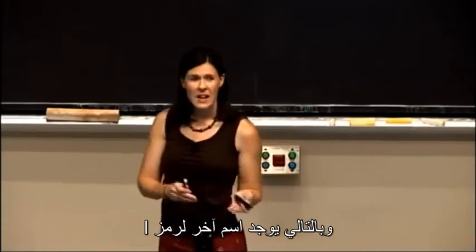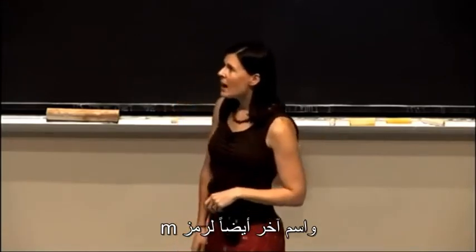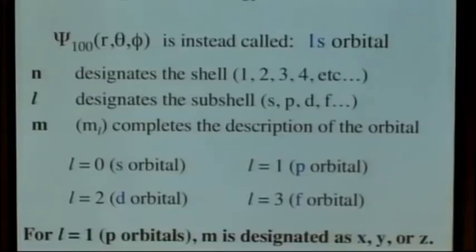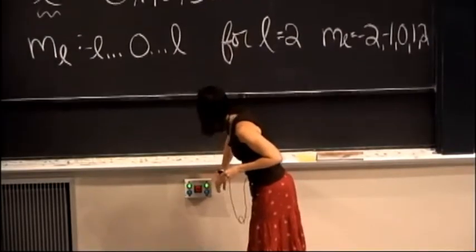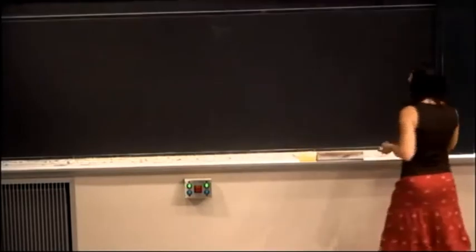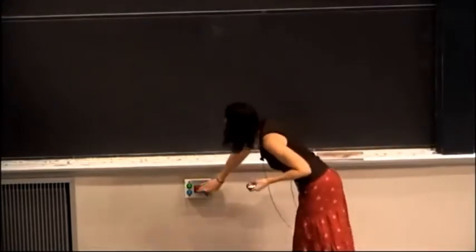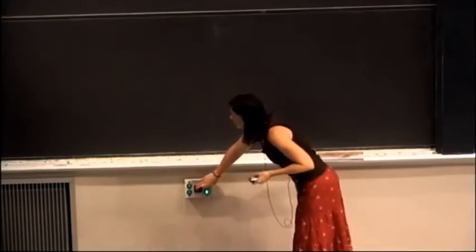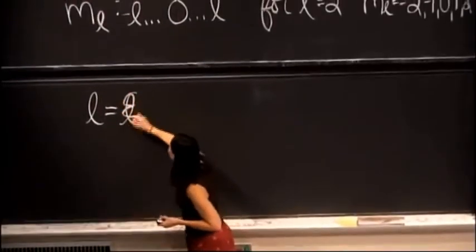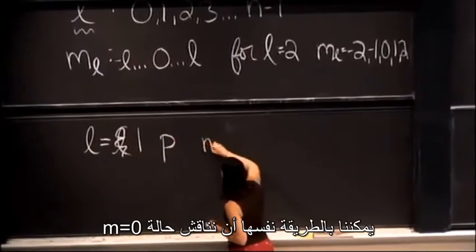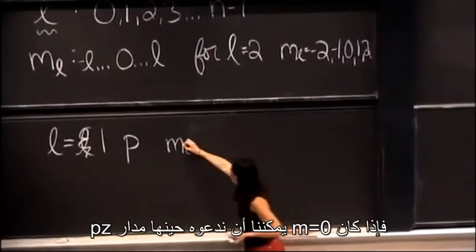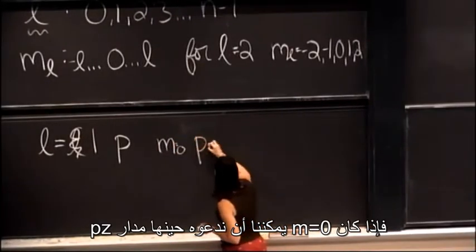In addition to having another name to denote L, we also have another name for the M designation here. So for example, when L is equal to 0, we're going to find that we have to specify what M is as well. All right, so when we have, for example, L equal to 1, what kind of orbital is this? It's a p orbital. And for example, we could also, in this case, have m is equal to 0. If m is equal to 0, in this case, we would call it the pz orbital.